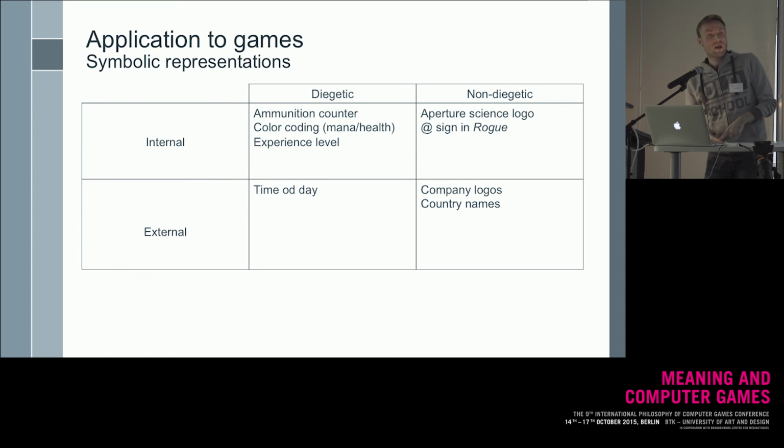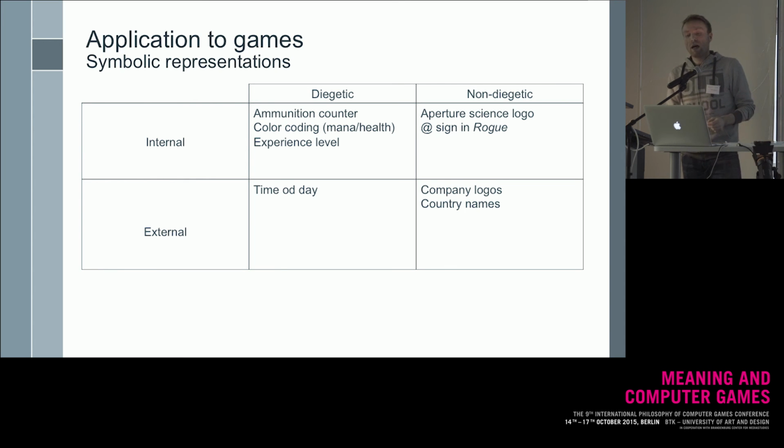Or color coding in games. For example, something shows you that this is a blue potion, that is a red potion. This is a convention, of course. There's nothing that makes us color code stuff like that. So this is a convention that tells you that the internal object of the game is this or that. Or experience level is a good example of a diegetic symbolic representation of a certain important mechanic.